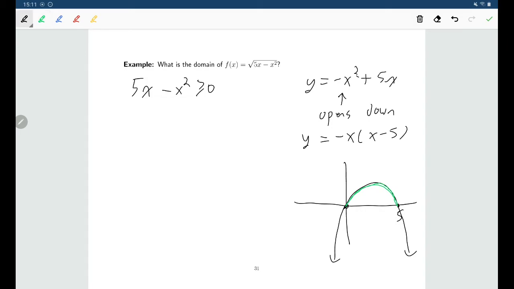So the domain for my function, I could say that it's all the values between 0 and 5, including the 0, including the 5. Or I could write it in set notation, set of all x, such that x is between 0 and 5, including the 0, including the 5.